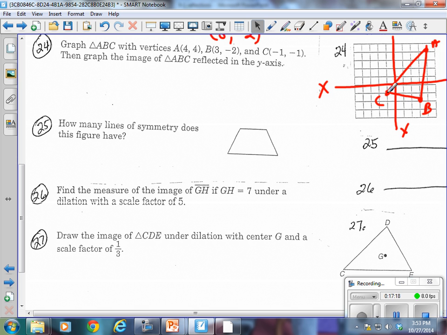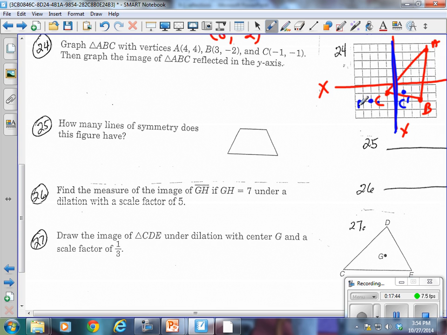We want to reflect it over the y-axis. Well, this is our y-axis here. So that's the line we're reflecting across. And the easiest way is just to count. C was one space to the left, so now it's going to be one space to the right. That's going to be C prime. B was 2 or 3 spaces to the right. Now it's going to be 3 spaces to the left.